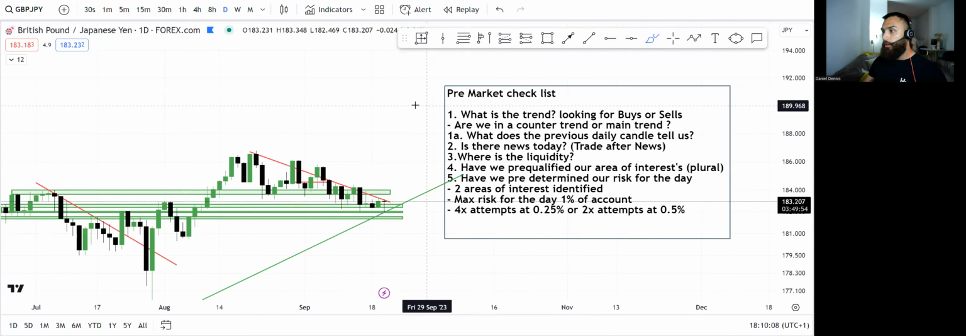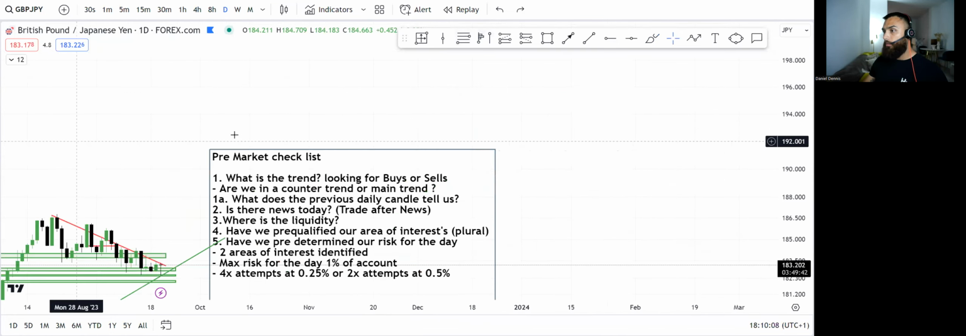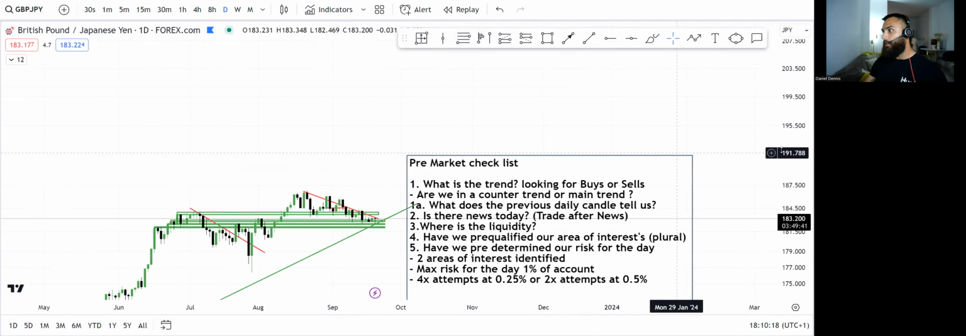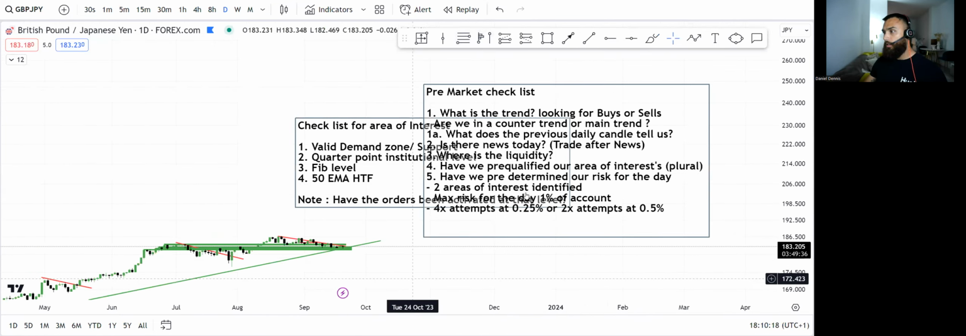Okay, cool. So these are my pre-market checklists. That's pretty much the things I go through before I get into my trades. Now I'm going to break down the chart. So let's get rid of this.